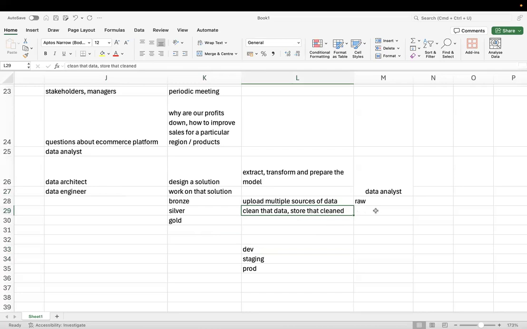Once the data is cleaned, they are going to aggregate the data in the gold layer.